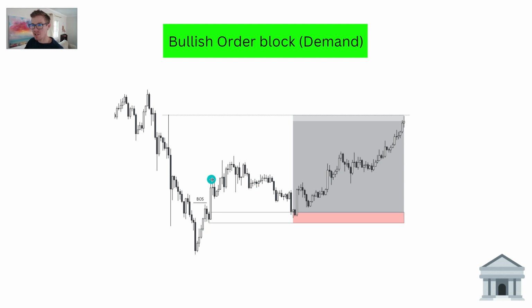Same thing, we get this break in structure, change of character, leaves behind an order block, an indecision candle, which is the last down candle before this up move. We mark it out. Price respects it perfectly.